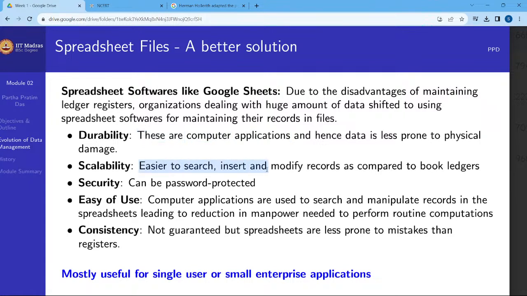Scalability: it is easier to search, insert, and modify records as compared to book ledgers. Remember that. Security: you can always add your birthday as a password, or just remember that the word password isn't a good password. Easy to use: computer applications are used to search and manipulate data. Consistency is not guaranteed. There is still no guarantee of consistency in a spreadsheet, but spreadsheets are less prone to mistakes than registers.